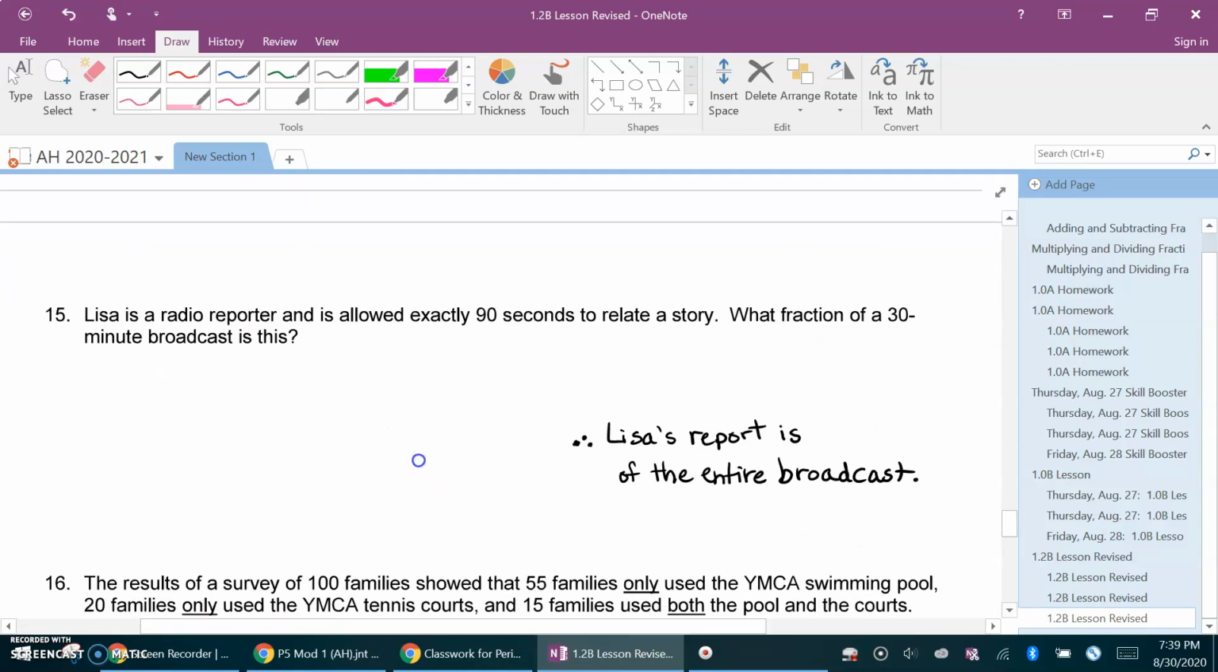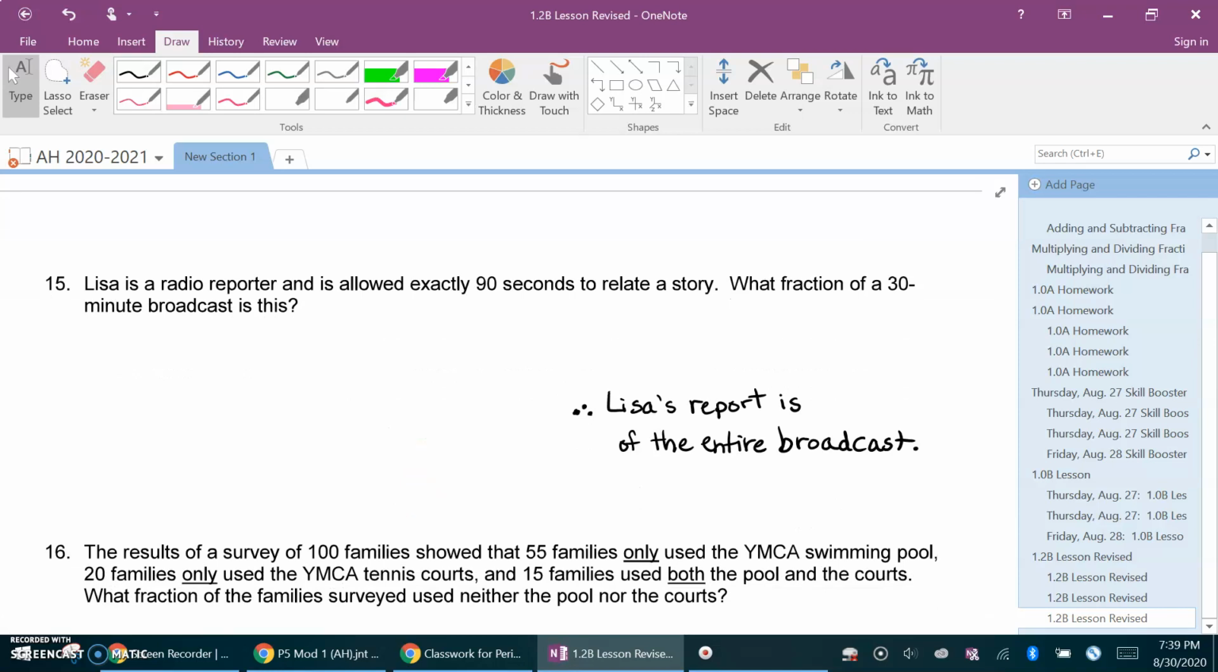So it says that Lisa is a radio reporter and is allowed 90 seconds to relate a story. What fraction of a 30-minute broadcast is that? So we need to make sure that the units are all the same. So we have 30 times 60. That will give us 90 over 1800. Thinking about our reducing rules, we could take the zeros out, and then 9 goes into 18 twice, so you're looking at 1/20th. So Lisa's report is 1/20th of the entire broadcast.